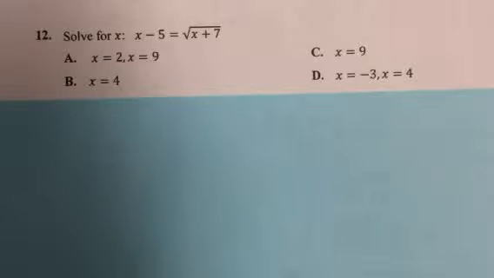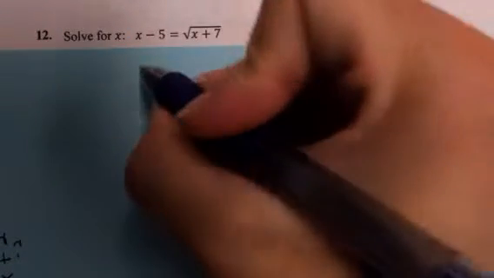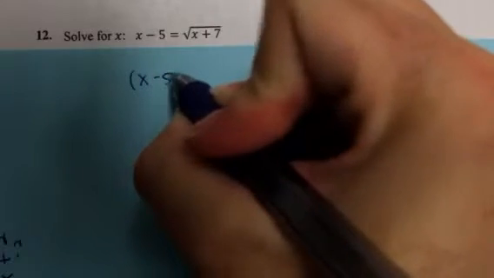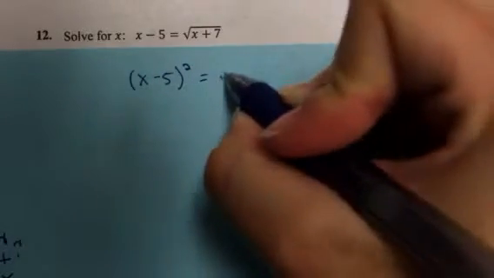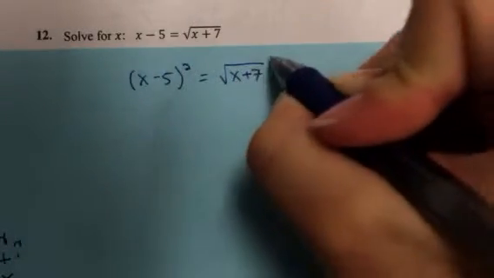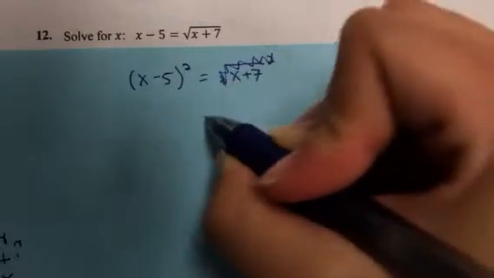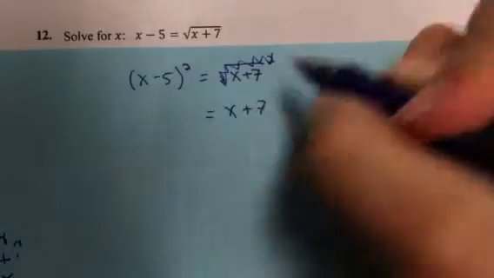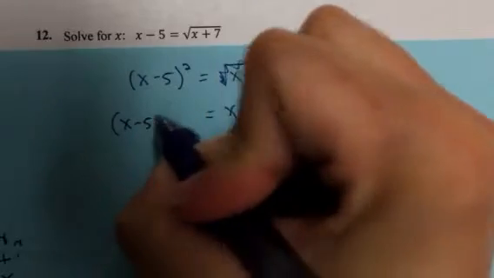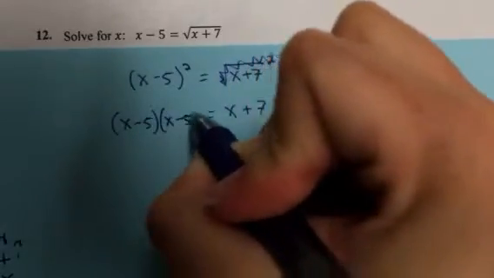Okay, number 12 is kind of similar to number 11, but it's a lot easier. So the by hand way is we're going to get rid of the square root by squaring both sides. So we'll get x minus 5 squared equals root x plus 7 squared. The square and the square root are going to go away over here. And over here we'll just FOIL x minus 5 times itself.